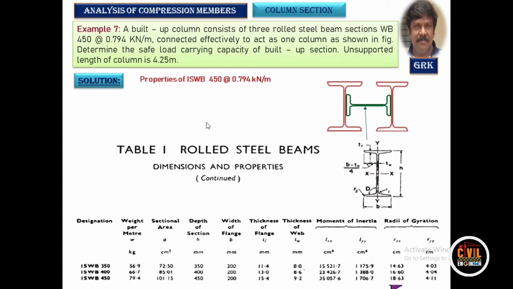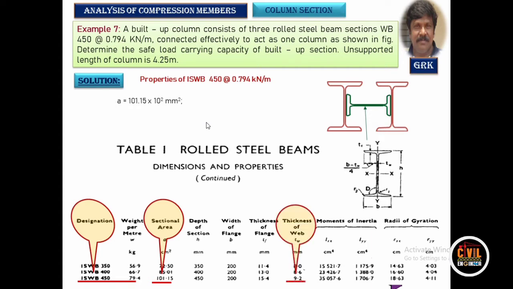Note down as usual the properties of the section. For ISWB 450, note down the area, thickness of the web, and the moment of inertia about ZZ and YY axis. It's for the individual member.